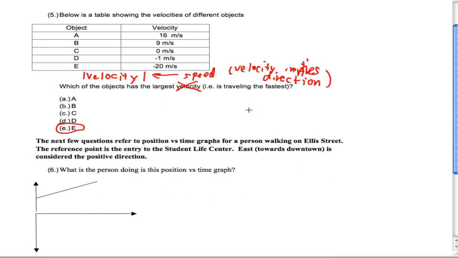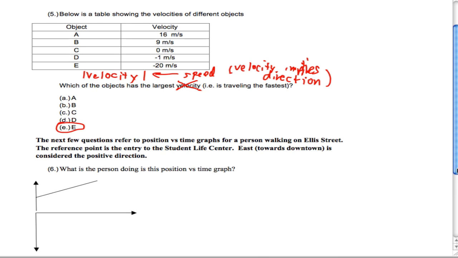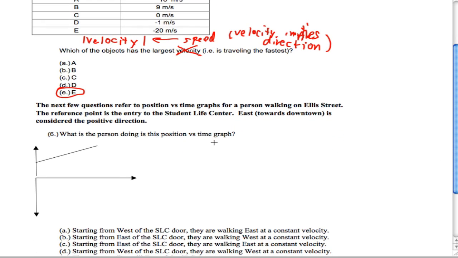Now here, the next few questions refer to a position versus time graph for a person on Ellis Street. The reference point is considered entry to the Student Life Center. East is towards downtown and considered positive. So, in other words, we have a position versus time graph that's x versus t, but let's be clear. When we talk about positive and negative here, this axis would be the east axis, and this direction would be the west direction. So I'm going to use all of that to guide me.